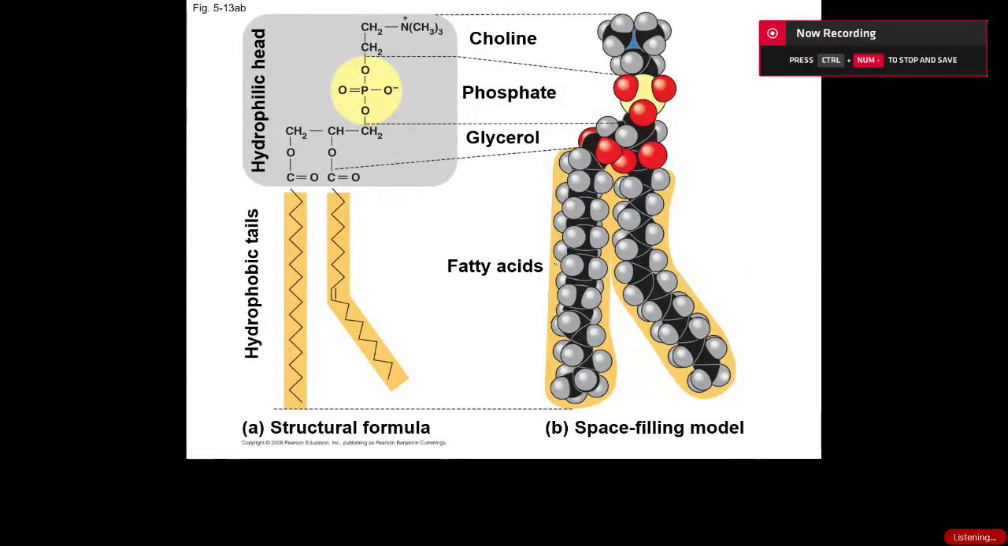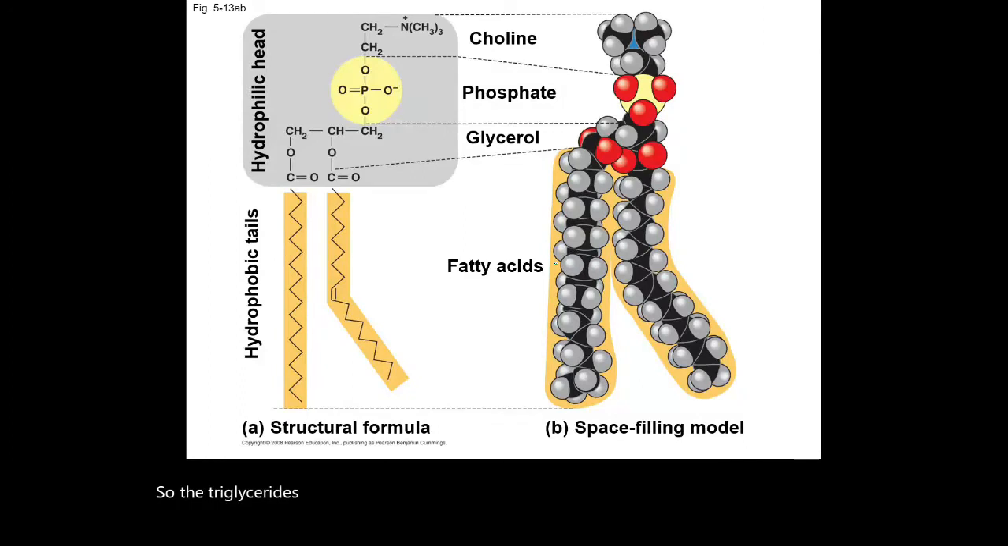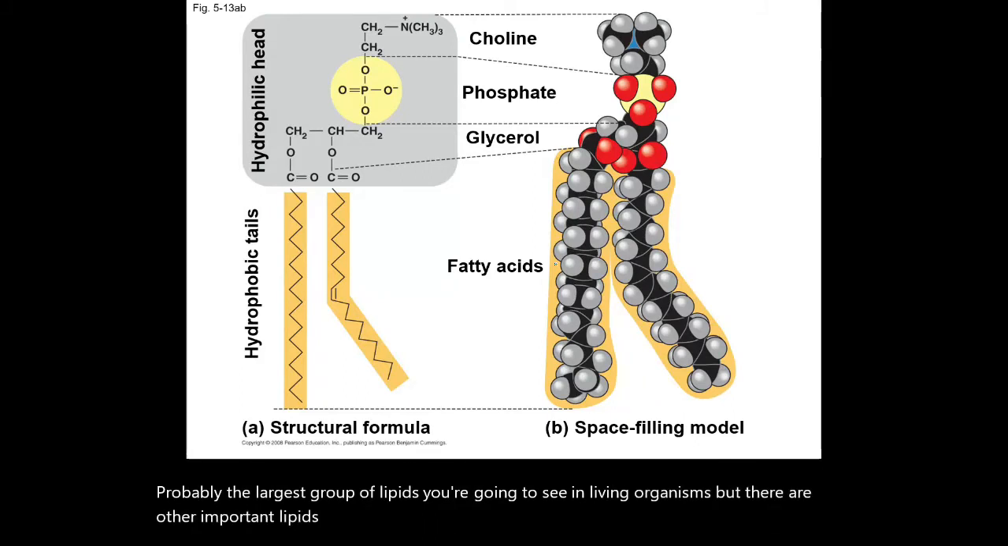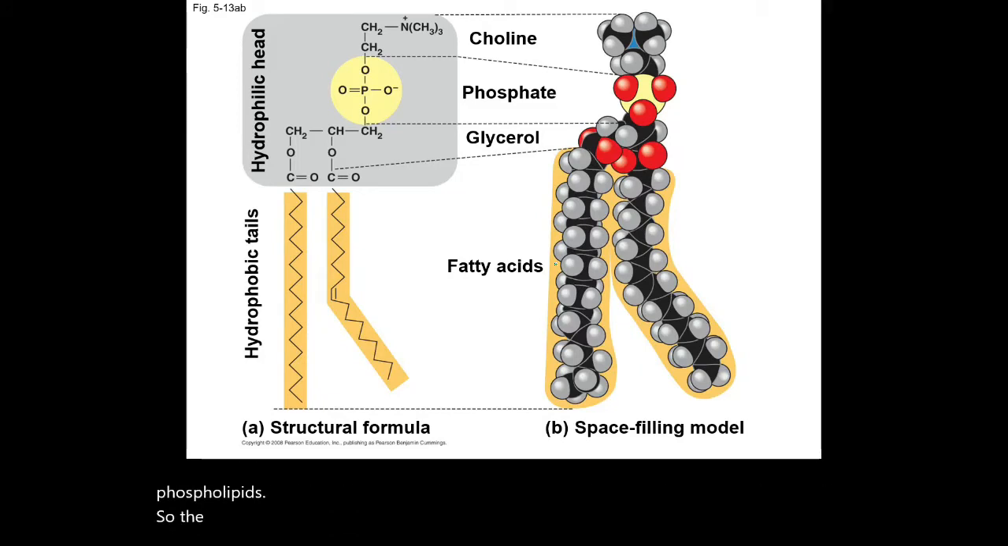So the triglycerides, or triacylglycerols, if you want to call them that, are basically probably the largest group of lipids you're going to see in living organisms. But there are other important lipid classes that you also see, and one really important type are the phospholipids. So the phospholipids are those little molecules that make up the cell membrane.